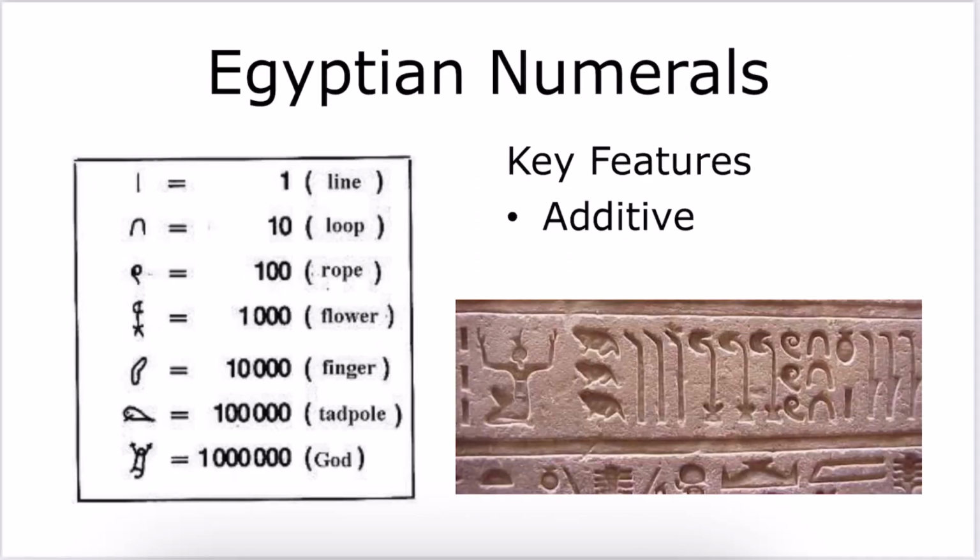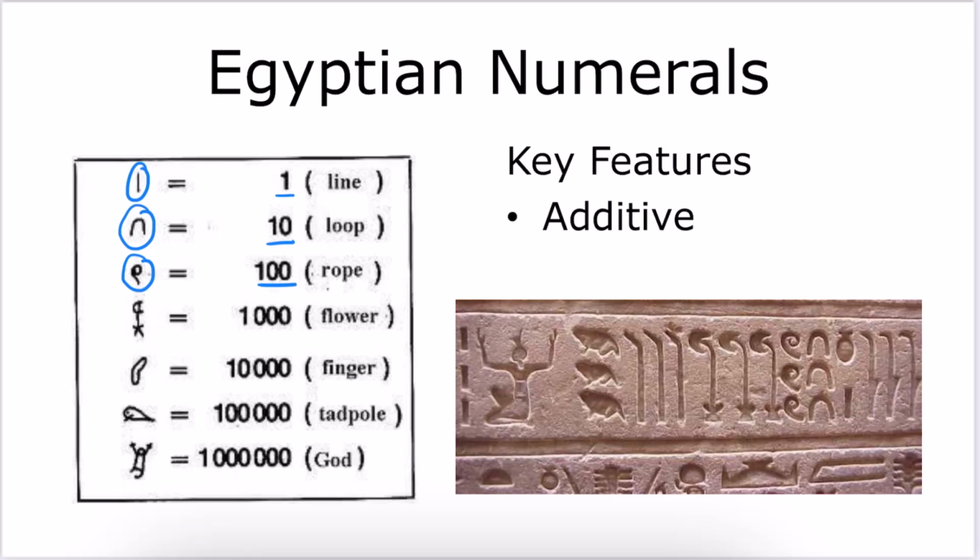For example, Egyptian numerals have different symbols that represent different amounts. So, for example, in the Egyptian numeration system, a line like this basically represents one thing. A loop like this represents 10 things. A curly rope like this represents 100, and basically all of these different symbols go up by powers of 10.